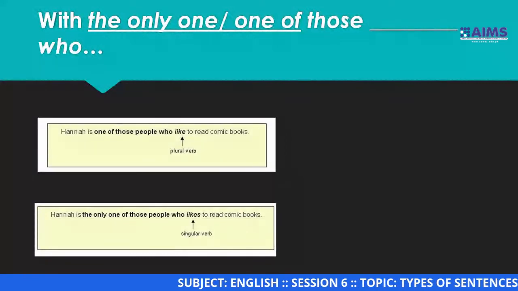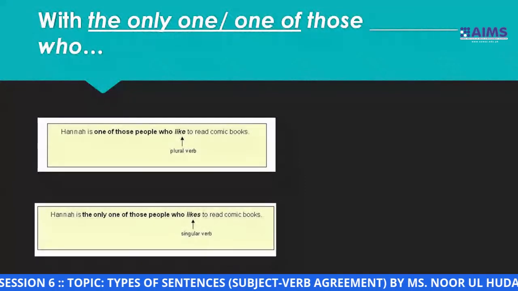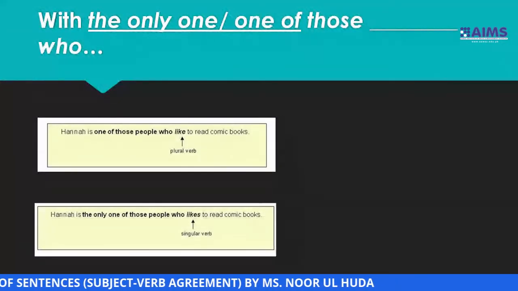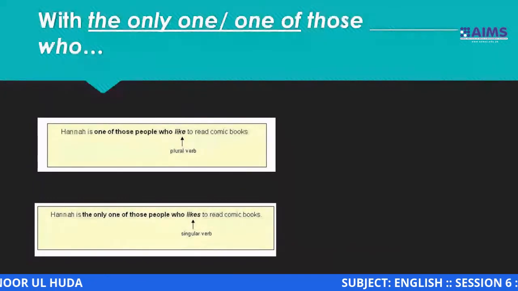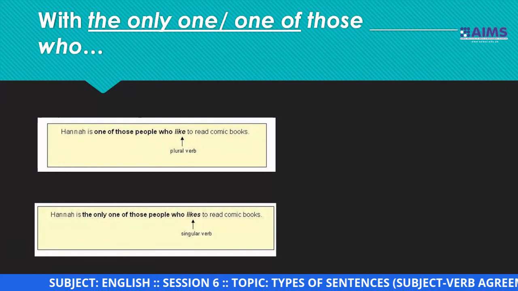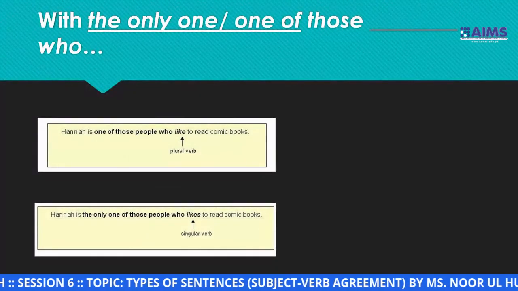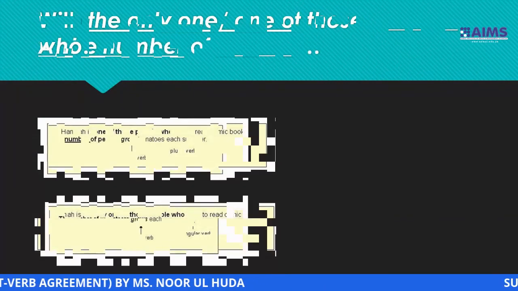Suppose Hannah is the only one of those people who likes to read comic books. Now we have specified Hannah in a singular way. We have specified that no other person likes to read comic books. So here we need to use a singular verb.